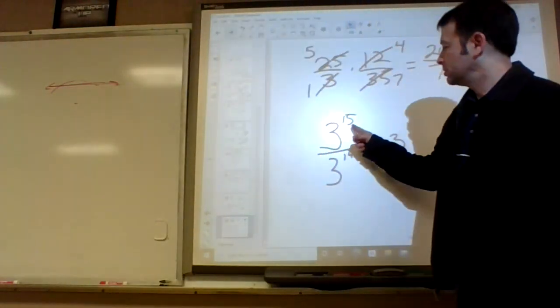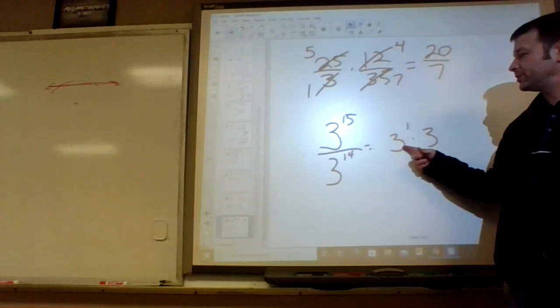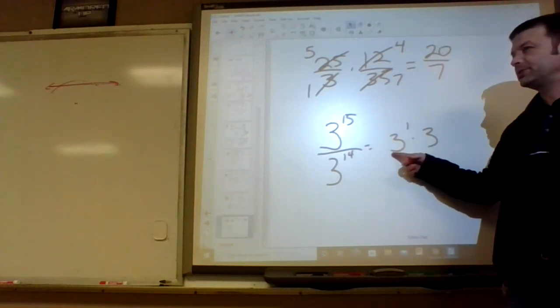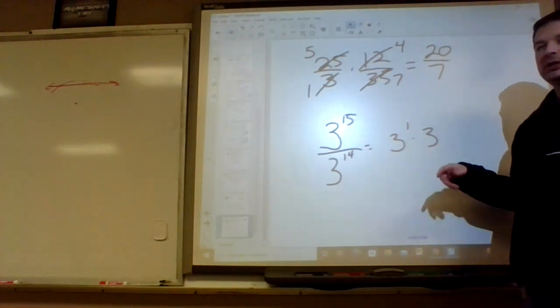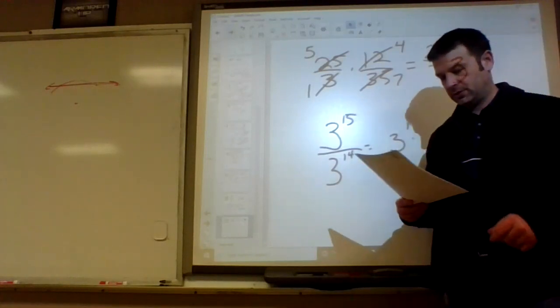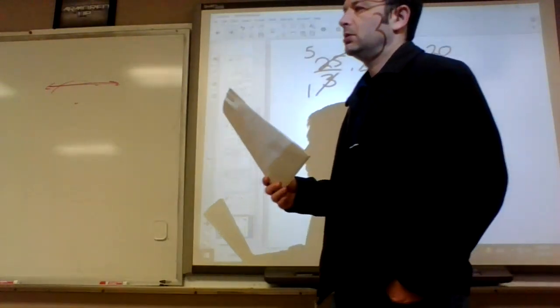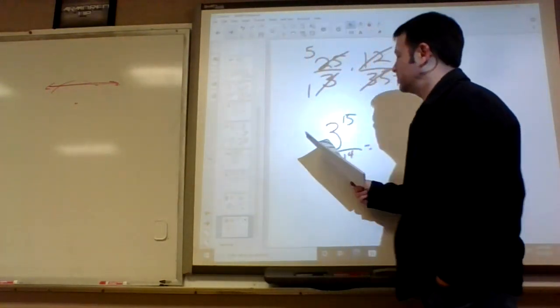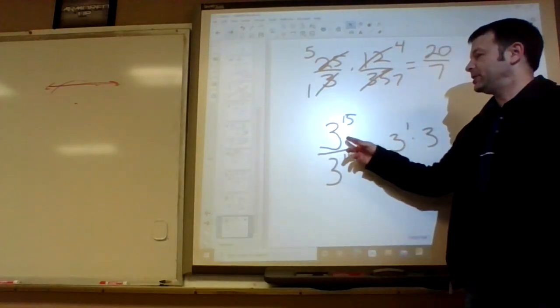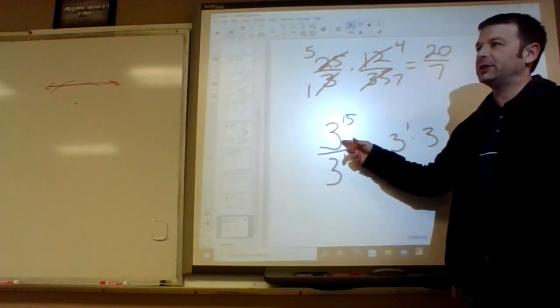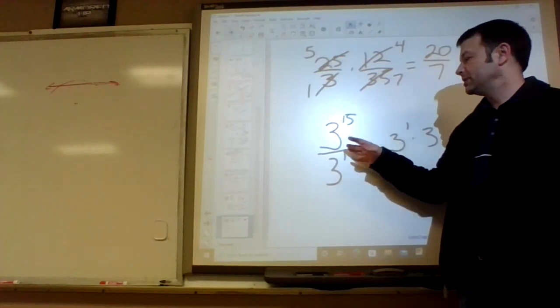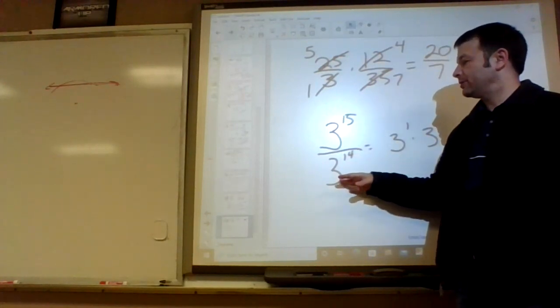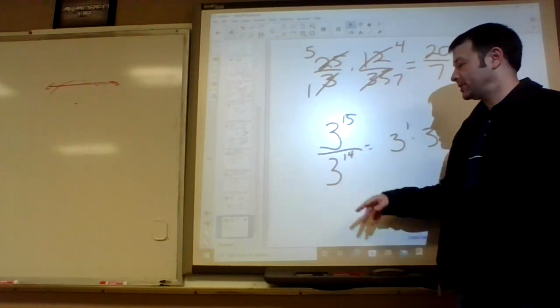So on 32, it's going to be 3 times everything. 3 to the 15 divided by 3 to the 14 is 3 to the 1, which is just 3, times 3 is 9. 3 to the 15, remember, means 3 times 3 times 3 times 3 times 3, like 15 of those, divided by 14 3's multiplied together.